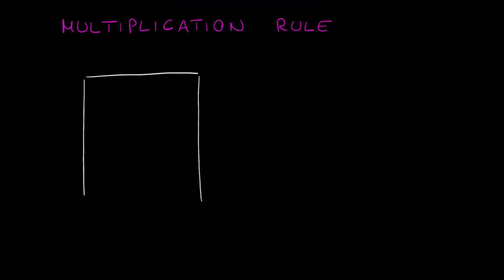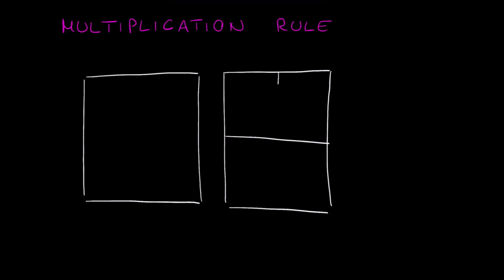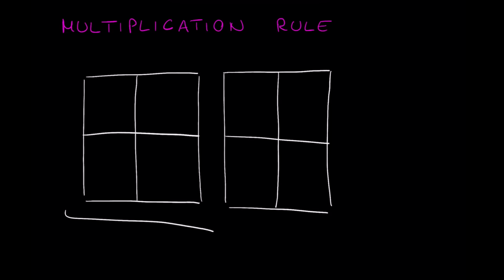The basis for everything that will follow is the multiplication rule. Consider an experiment which consists of 2 sub-experiments. Each of the sub-experiments has 4 different outcomes. What would be the overall number of possible outcomes? Think about it for a moment and maybe pause the video.